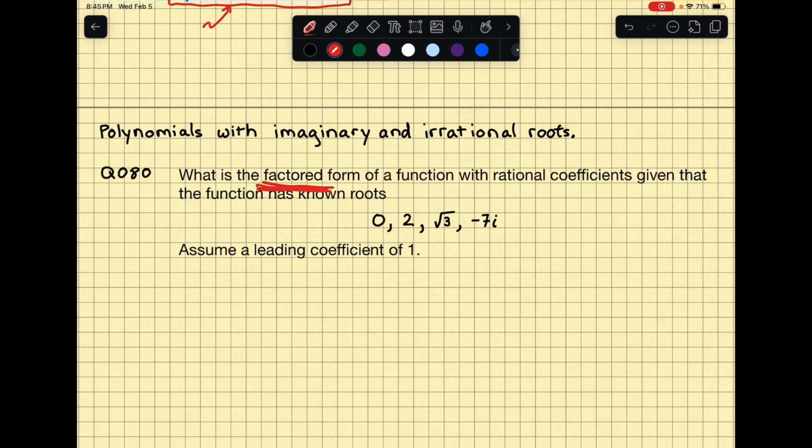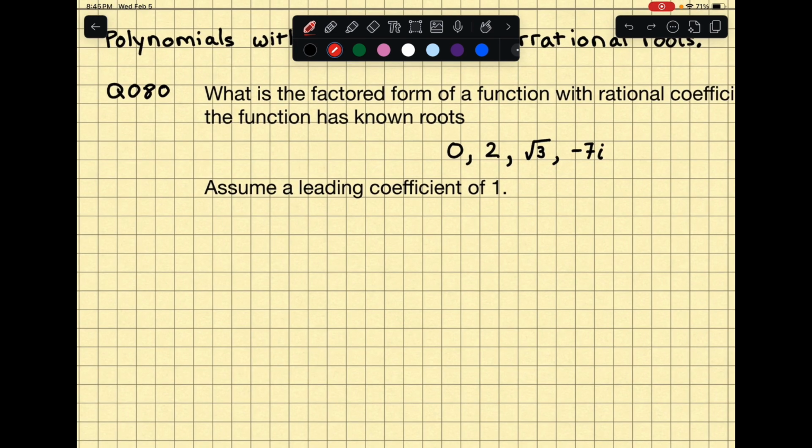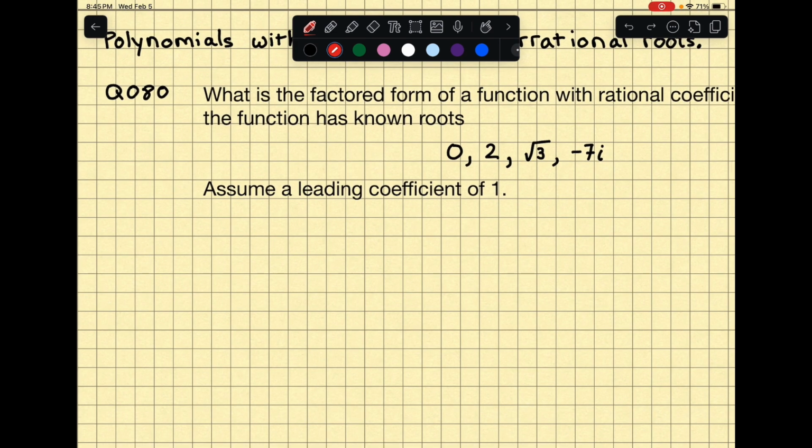Factored form means we don't have to expand it out. We don't have to get standard form. We're good with factored form, which means if we can find the factors associated with these roots and any other roots that it might have, then we're good. Okay, we can start by listing our roots out, kind of like we did before.